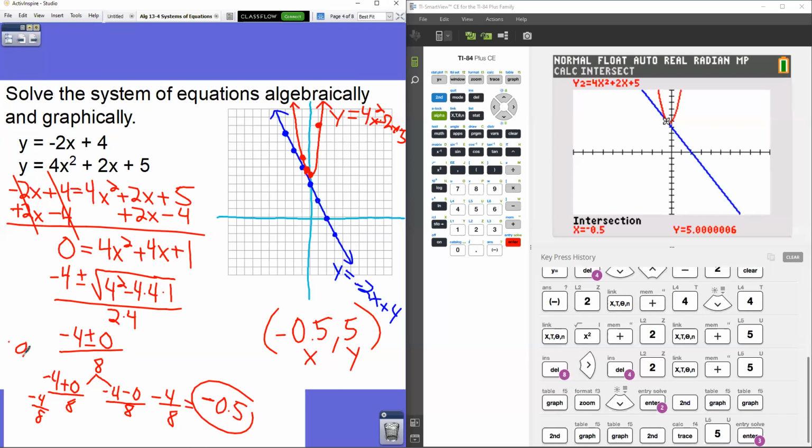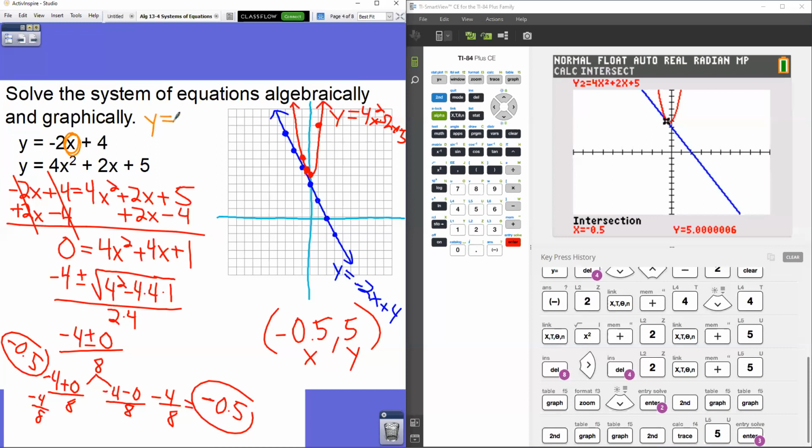Notice that we got the same answer for both of them. We got negative 0.5 and negative 0.5. We got the same answer for both because there's only one solution, right? There's only one solution on this one. To get your Y value, we have to sub it back in. So we need to take it and sub it into the equation.